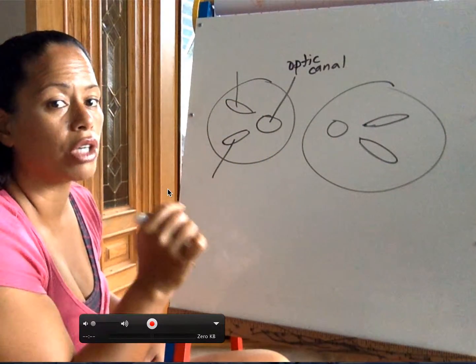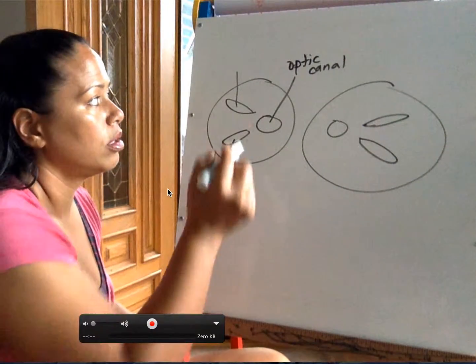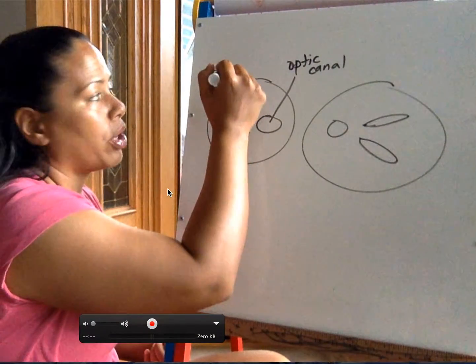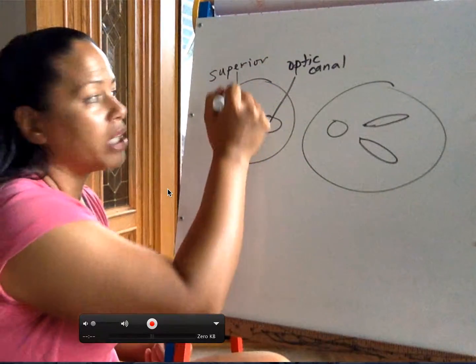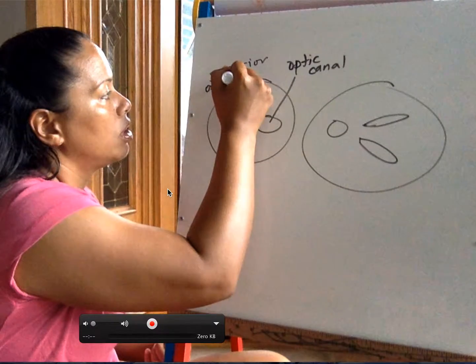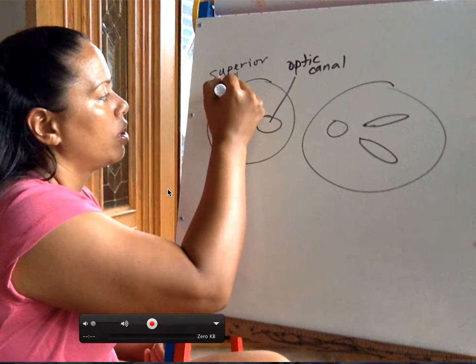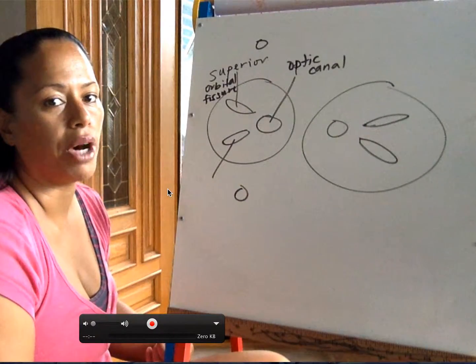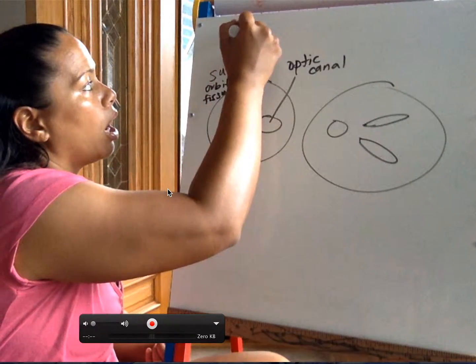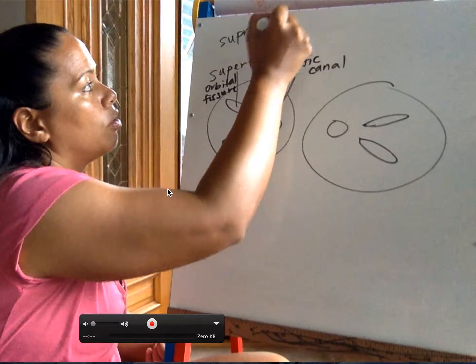If it's a fissure or a slit above, what do you call it? Well, we're not going to say supra. In this case, we're calling it superior. And it's still in the orbit, so we say orbital fissure. But what was the name of the hole that's found outside the orbit? Above was supraorbital foramen.